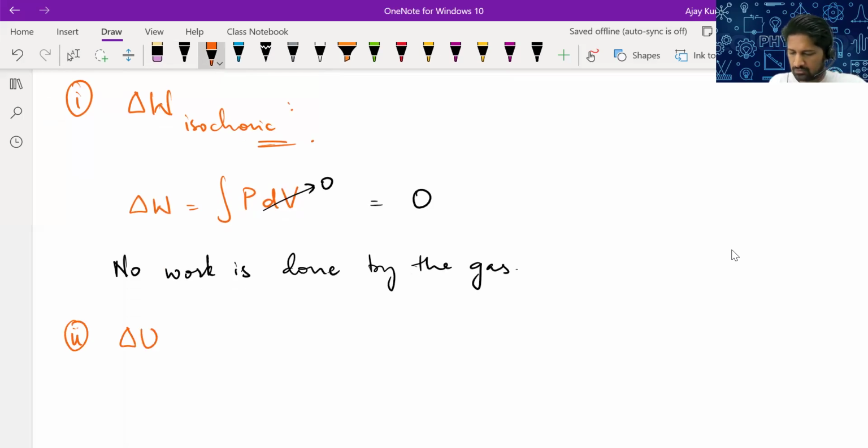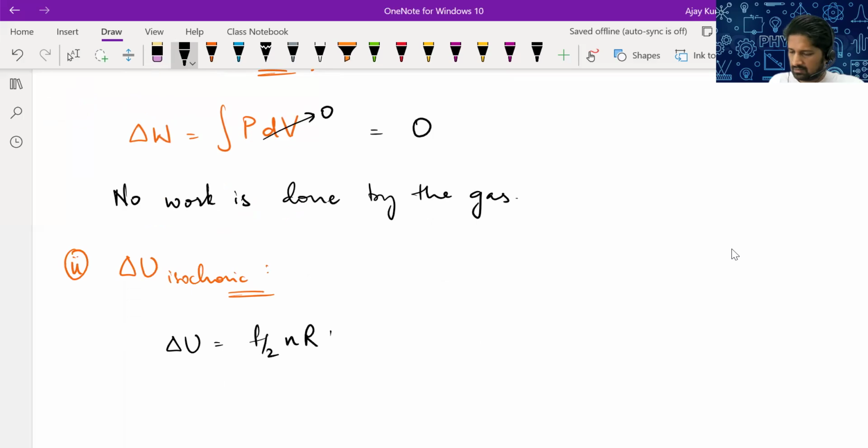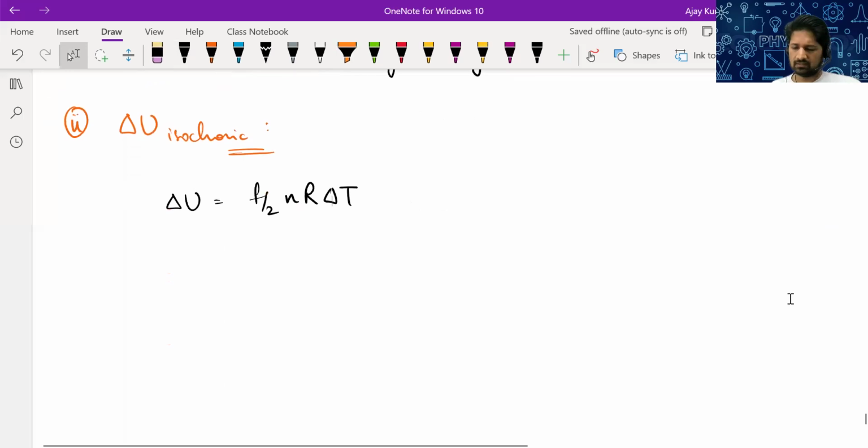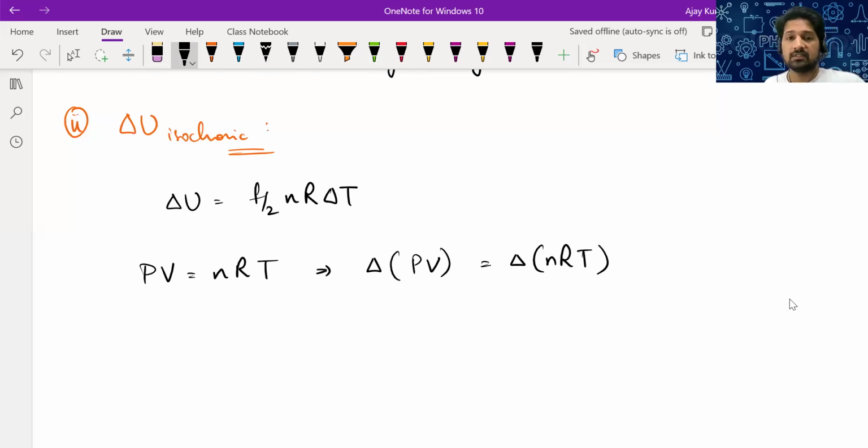Next, delta U, change in internal energy in an isochoric process. If you see, the general formula for delta U is f by 2 nR delta T. So if you know the temperature change, you can substitute that and find out the change in internal energy. Now let us derive a process-specific formula. Now we know PV is equal to nRT. And we also know that the change on the left hand side should be equal to the change on the right hand side. This time volume is constant, pressure can change.